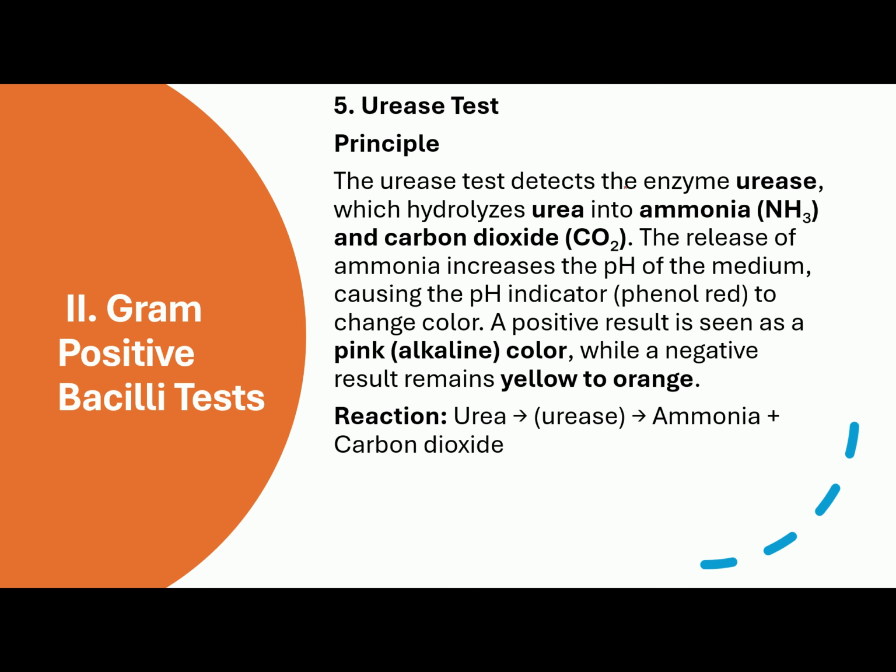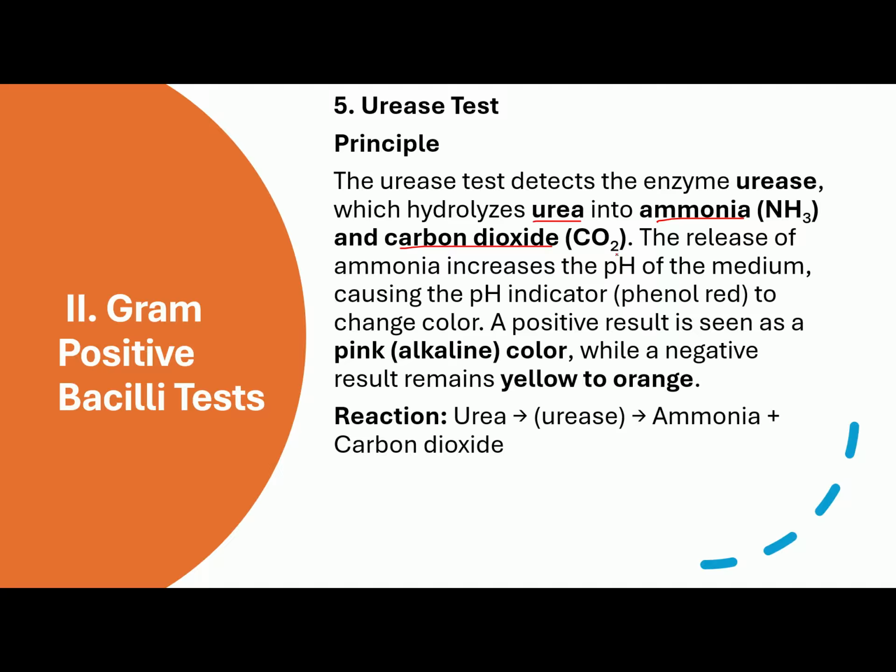Another test is your urea test, which detects the enzyme urease. Now, urease is known to hydrolyze urea into ammonia and carbon dioxide. The release of ammonia increases the pH of the medium, causing the pH indicator phenol red to change color. A positive result is seen as pink, meaning alkaline color, while a negative result remains yellow to orange. So, tandaan class, if it's positive, pink color; negative results would remain yellow to orange.